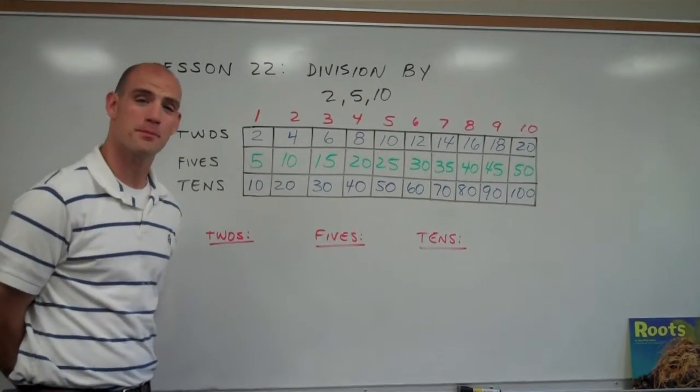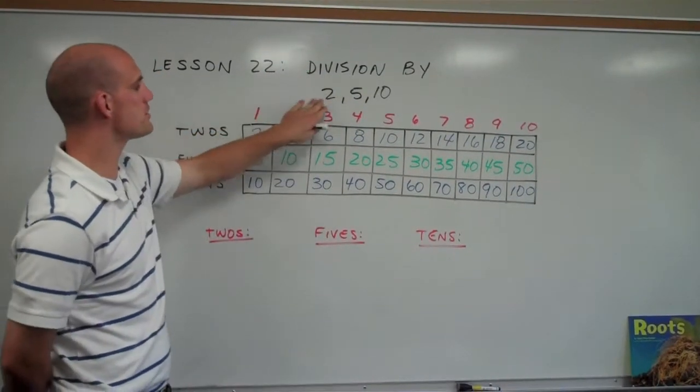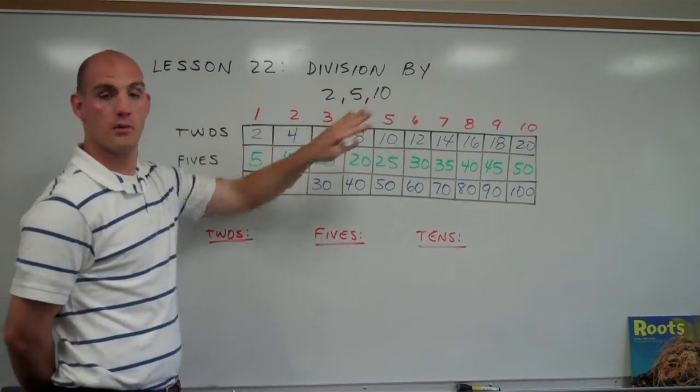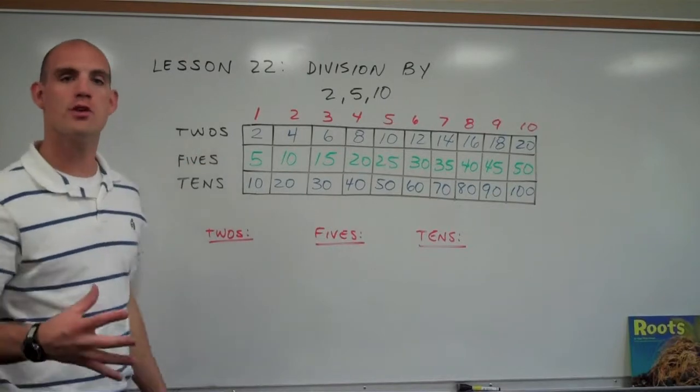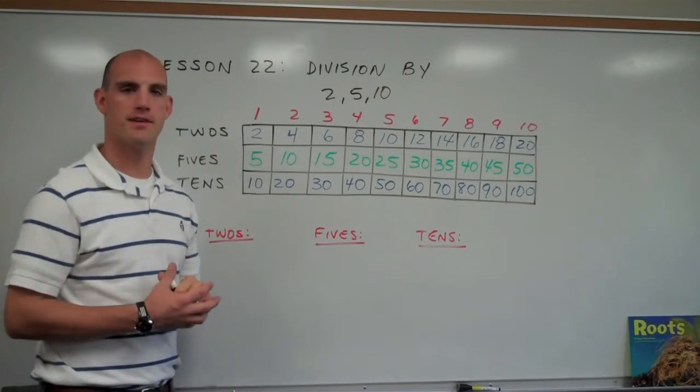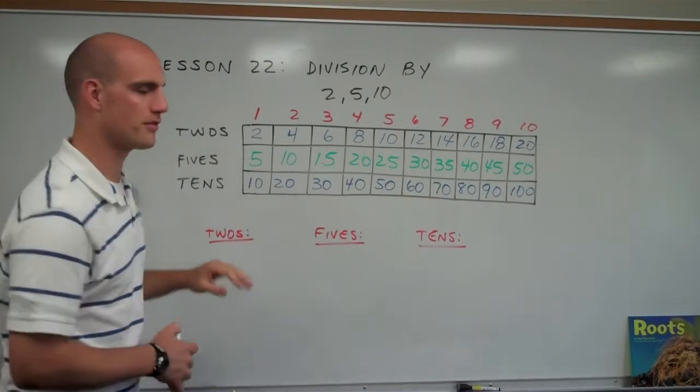We're going to talk about the second part of this lesson. It's division by 2, 5, and 10. We talked about remainders before. I've drawn a chart up here to kind of show you what the multiplication of these different values looks like. So let's look at our chart for a second.